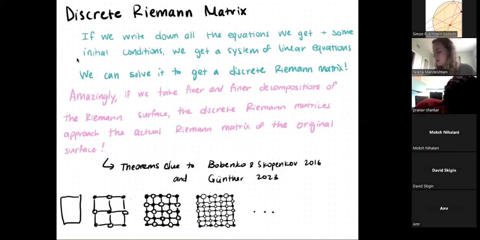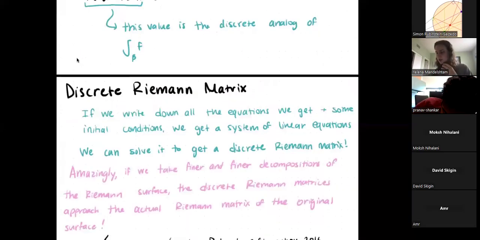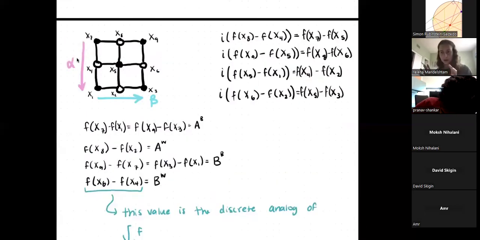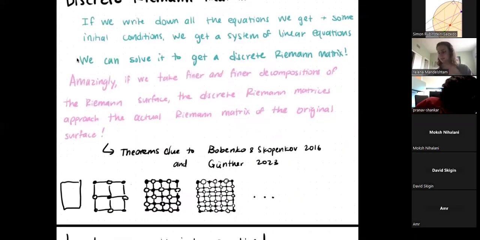So they prove that if I do this discrete structure where I solve this big system of equations, and I do it for finer and finer discrete structures where I add more and more black and white points, then eventually I get closer and closer to the actual Riemann matrix of our original surface. This is kind of an amazing result because these are linear equations that we solve. There's no integration that we're doing at all. And it's a lot easier actually than figuring out what these one forms are on our surface.